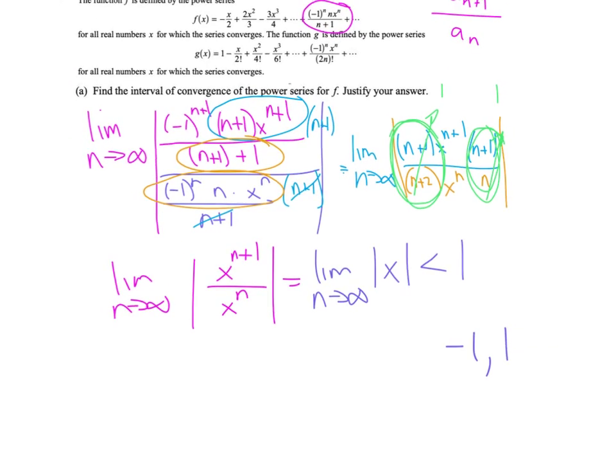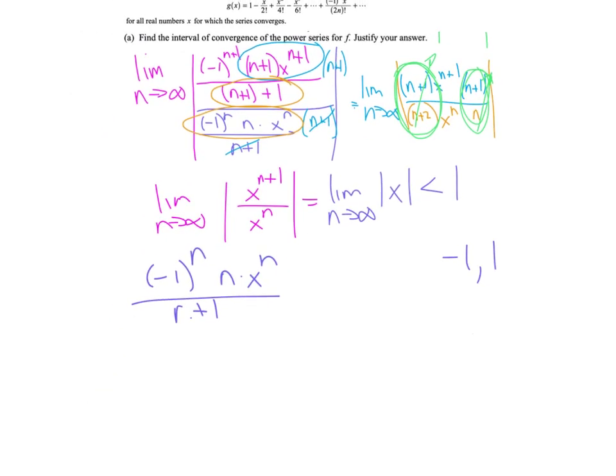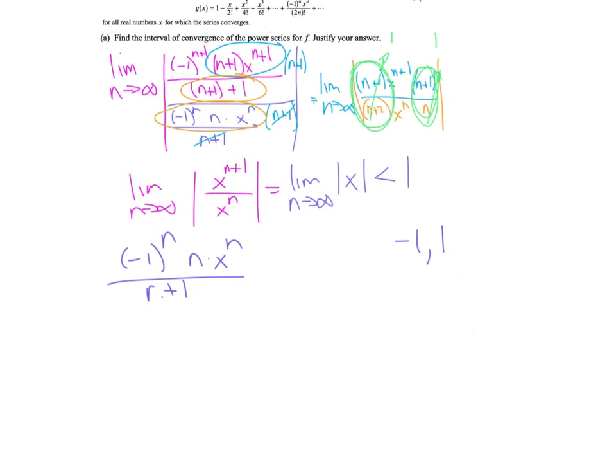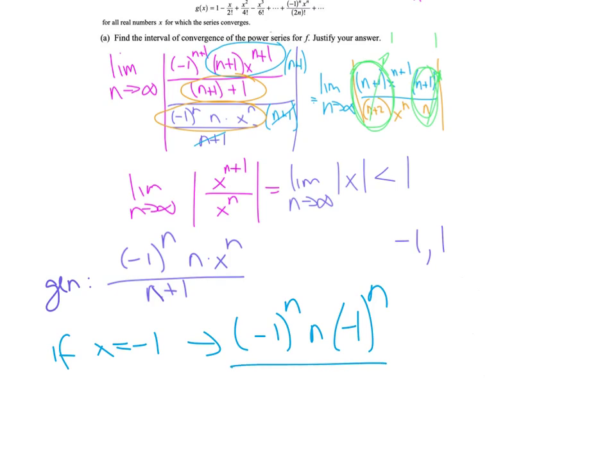So let's think back to that general term. The general term was negative 1 to the n, n x to the n over n plus 1. So that was our general term. Now, let's think about if x equals negative 1. We'll have negative 1 to the n, negative 1 to the n plus 1.